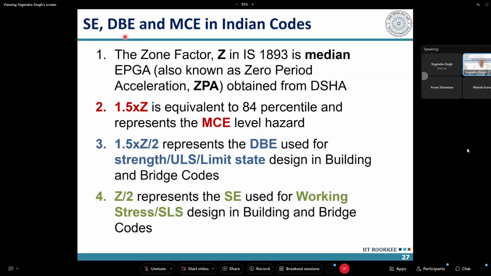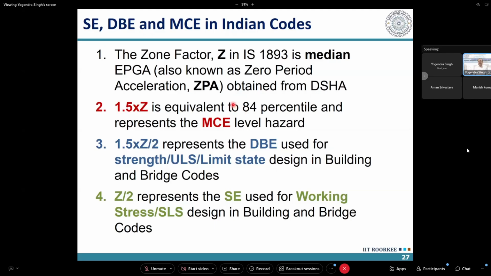We have to understand that in our current code, the zone factor Z_AD which is given is the median EPGA, which is also known as zero period acceleration, ZPA. It is obtained from DSHA. And 1.5 into Z_AD can be considered equivalent to the 84 percentile.